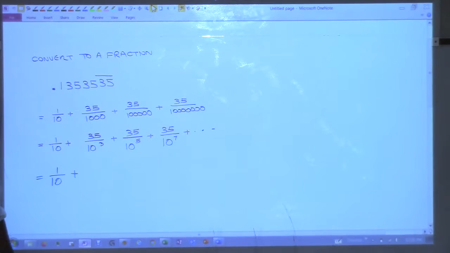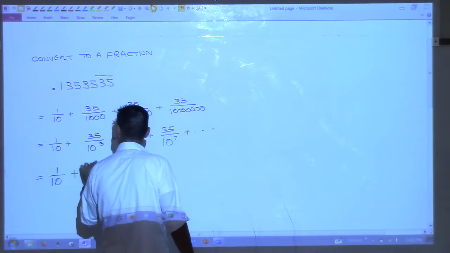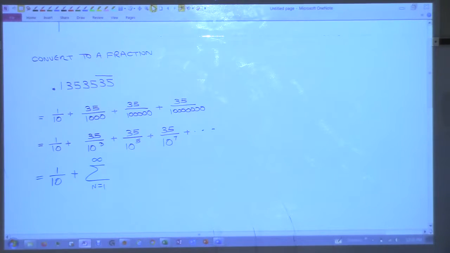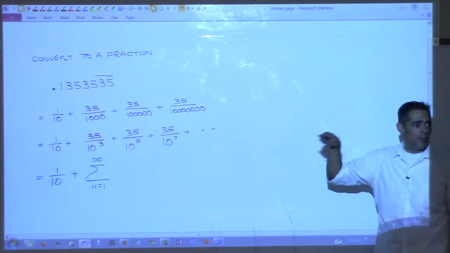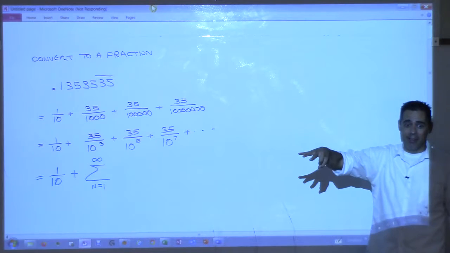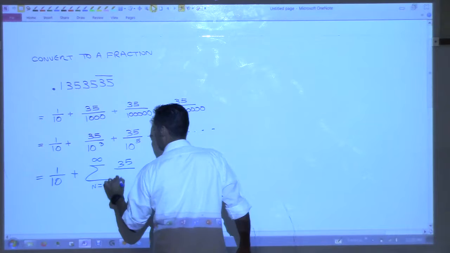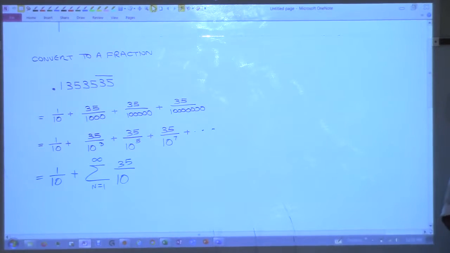So do y'all see it? Sum n equals 1 to infinity. Okay, what about the numerators? 35, 35, 35, 35. The whole time it's 35, right? And then the bottom is always 10 to a power, but the powers are what? Odds starting with 3, right? So this is 35 over 10. How do I generate the odds starting with 3? 2n plus 1.